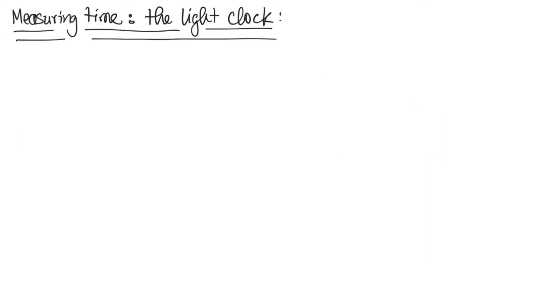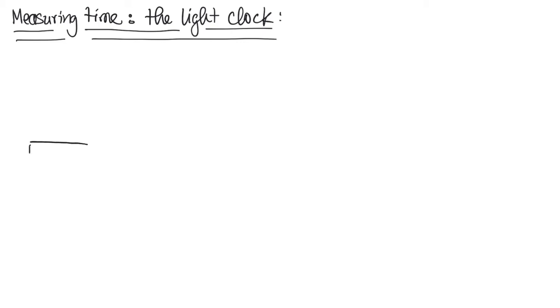If we're going to talk about time and elapsed time and time ticked off as being different in different frames, we need a way to measure time and time elapsed and time ticked off. So we're going to use something called the light clock for that purpose. In all of our thought experiments for time dilation, we're going to make use of this device called a light clock. A light clock is a device that emits light from the bottom.